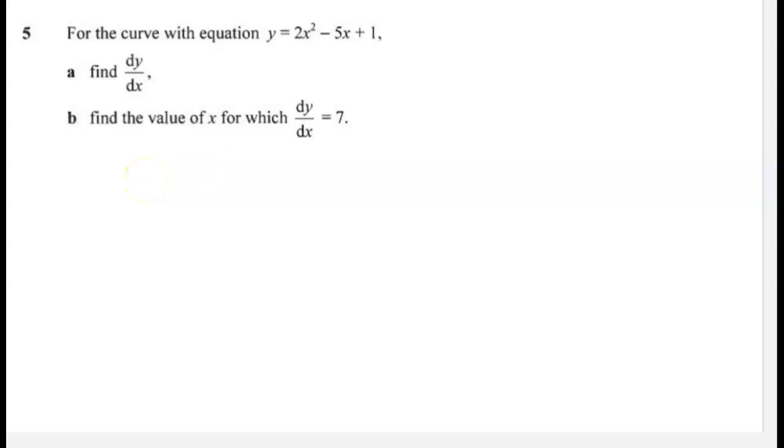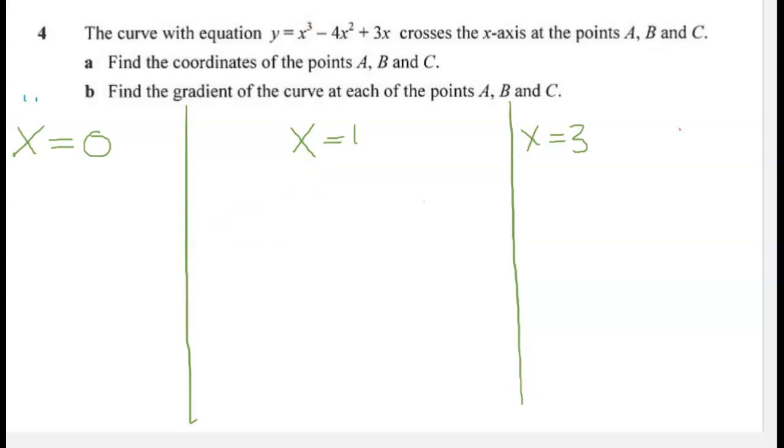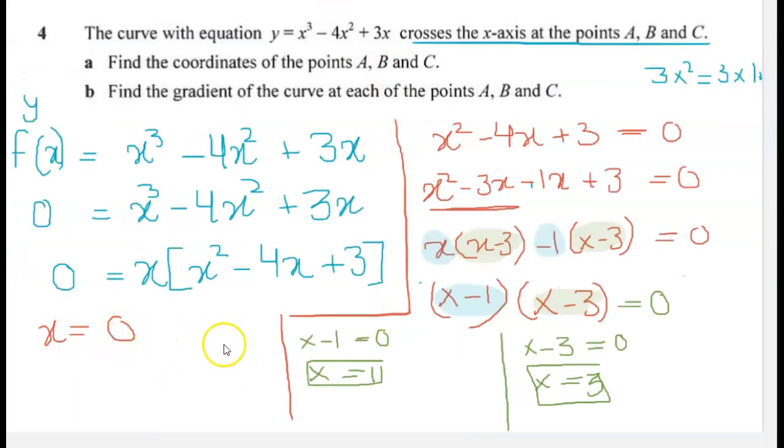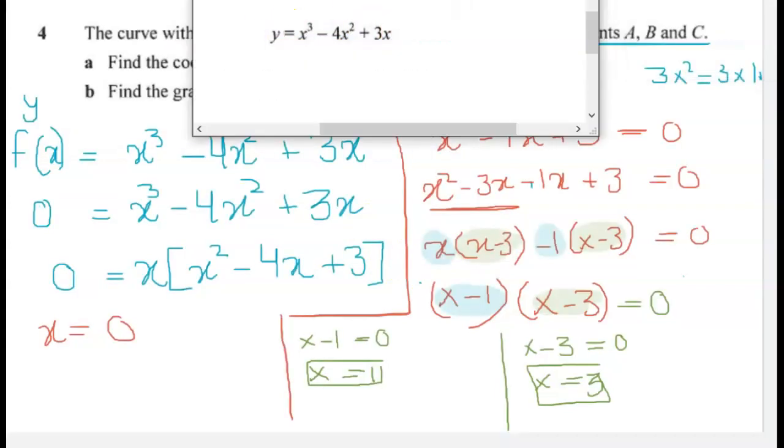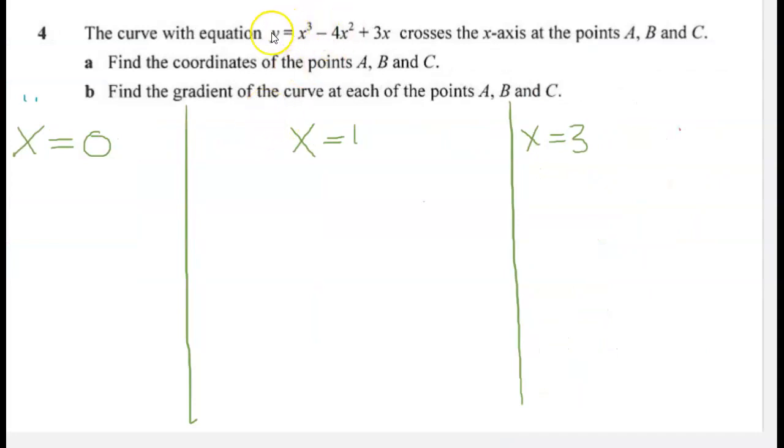Okay, before we start this one, there was a continuity from the previous video. Now we got these values: x as 0, x as 1 and x as 3. Now the question is, find the coordinates of the points A, B and C. To find the coordinates, I only got the x values, I don't have the y values. To find the y values, what I will do is I will get the real equation, which is here.